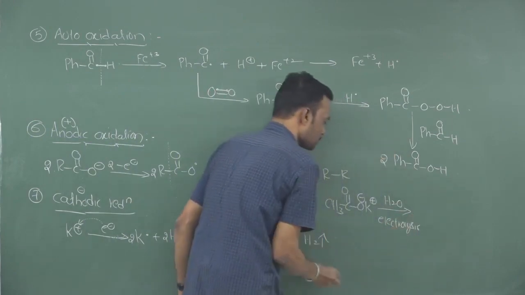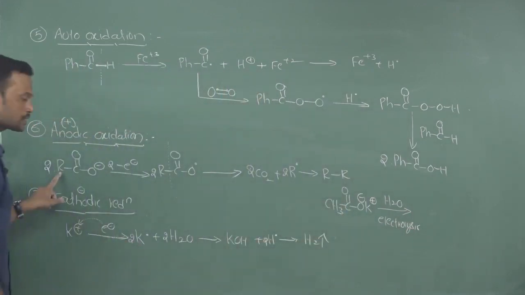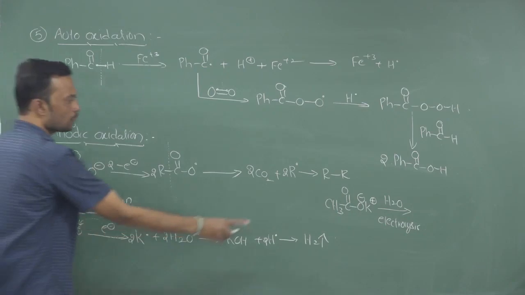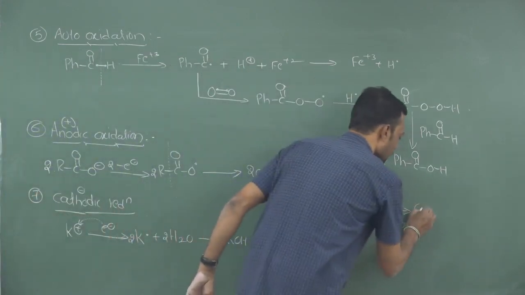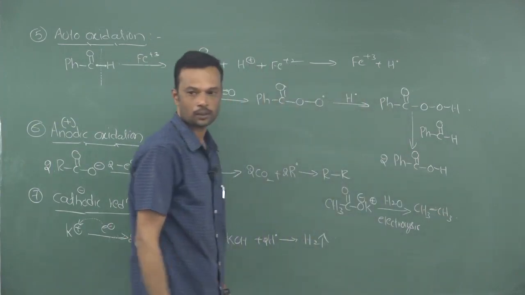If I do electrolysis, what happens? Can I break this? See this. If this alkyl is CH3, now CH3 becomes a dimer. If CH3 dimerizes, what is the answer? CH3-CH3, ethane. The final answer is ethane.